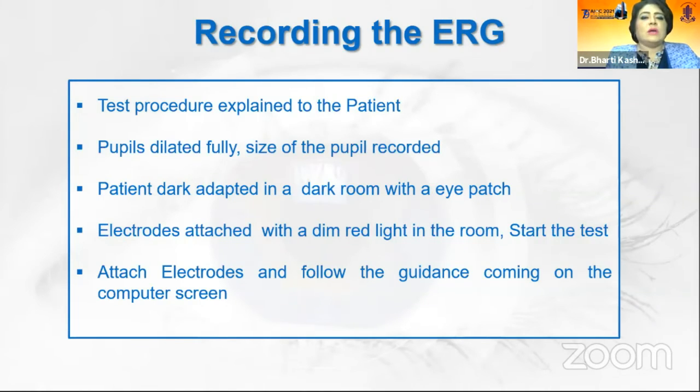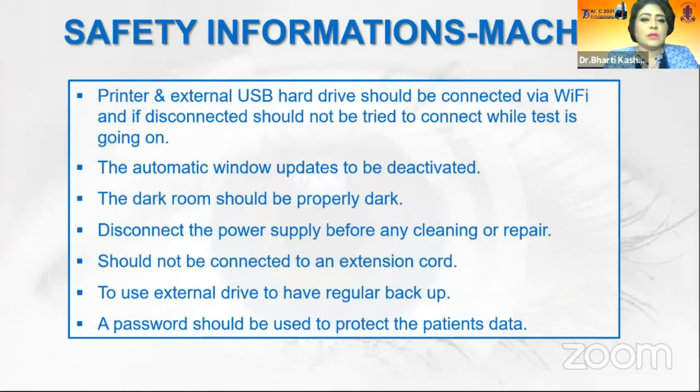Recording the ERG. For that, the test procedure is explained to the patient and the pupil is dilated fully. Size of the pupil is recorded. The patient is dark adapted in a dark room with an eye patch. The electrodes are attached with a dim red light in the room, and we start the test. The electrodes are attached and we follow the guidance which is coming on the computer screen.